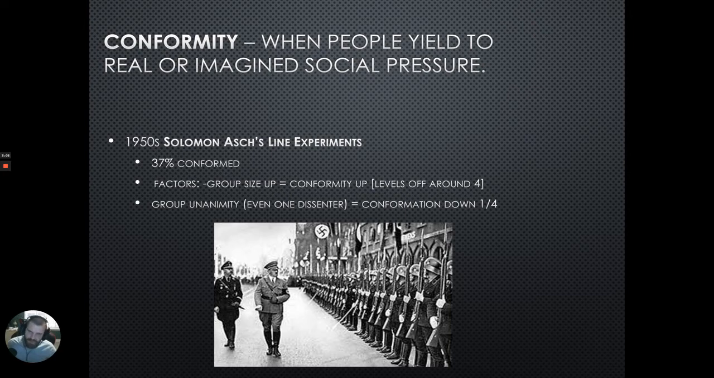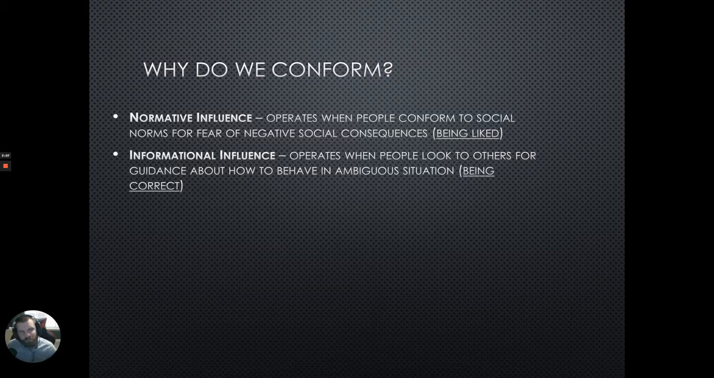So there's a couple reasons why people tend to conform. I'm going to show you those two options. Usually it falls down to one of two things. Either you want to be liked or you want to be correct. And so we call this the normative influence. It means you're conforming generally to social norms because you're afraid of the consequences socially. So rather than being wrong or being disliked, you end up conforming.